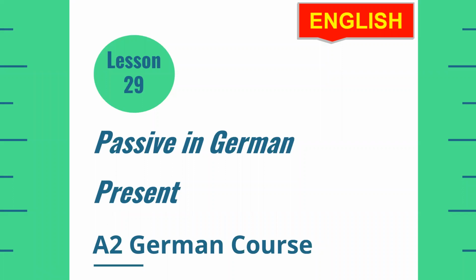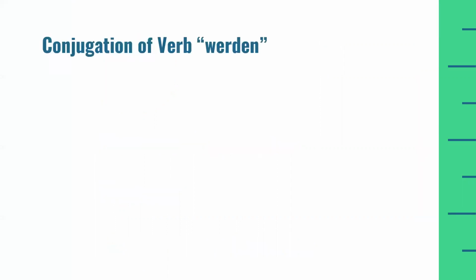Today is lesson number 29 of the A2 level of the German language course, and today's topic is passive in German. Passive is a very big topic and today we are going to start with present tense, because passive can be used in present tense, past tense and future. So today's lesson is focused on present tense.